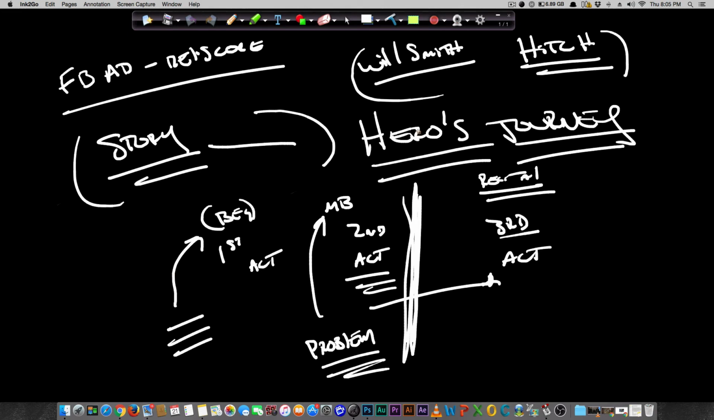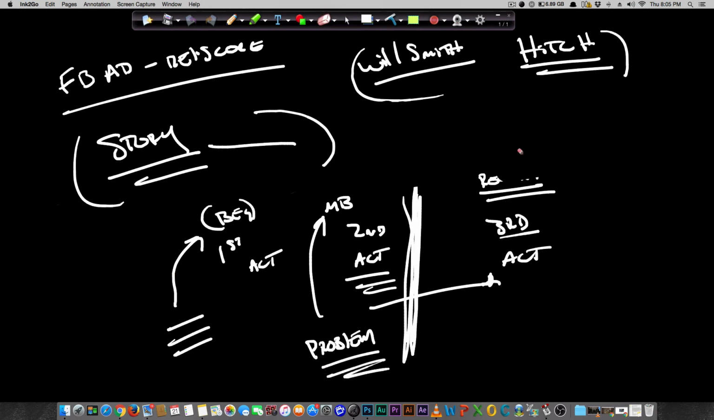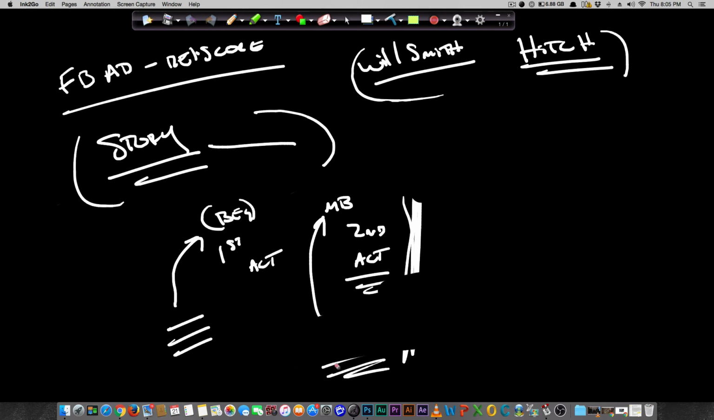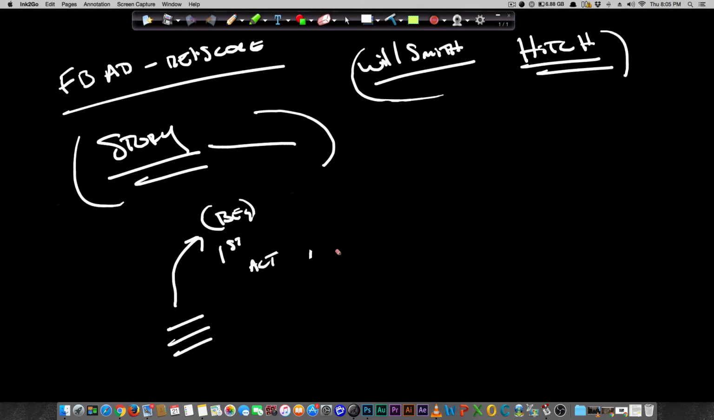That's the hero's journey, guys. I simplified this. I'm serious, really do your research. Don't just go by what I'm talking about. But that is basically the first act, the second act, and the third act, right? And every story has a beginning, a middle, and an end.